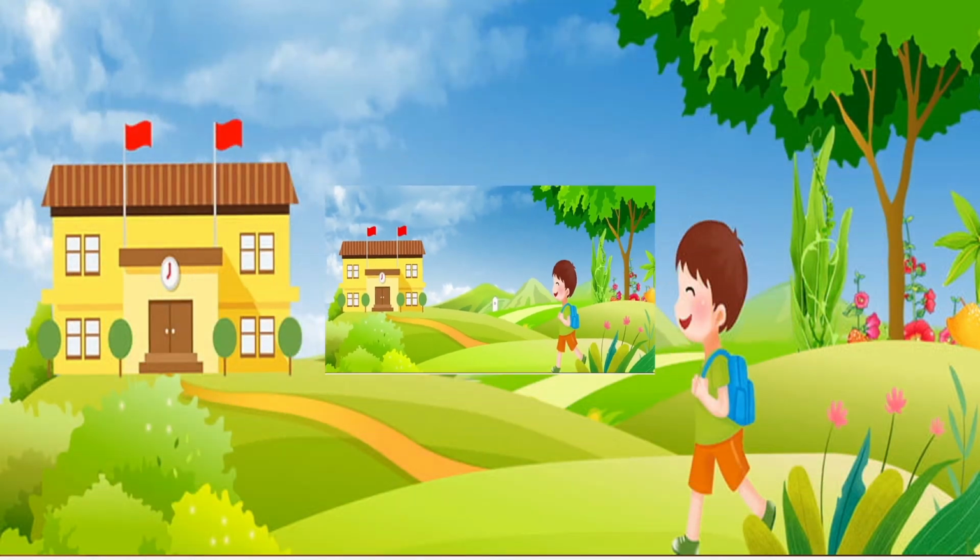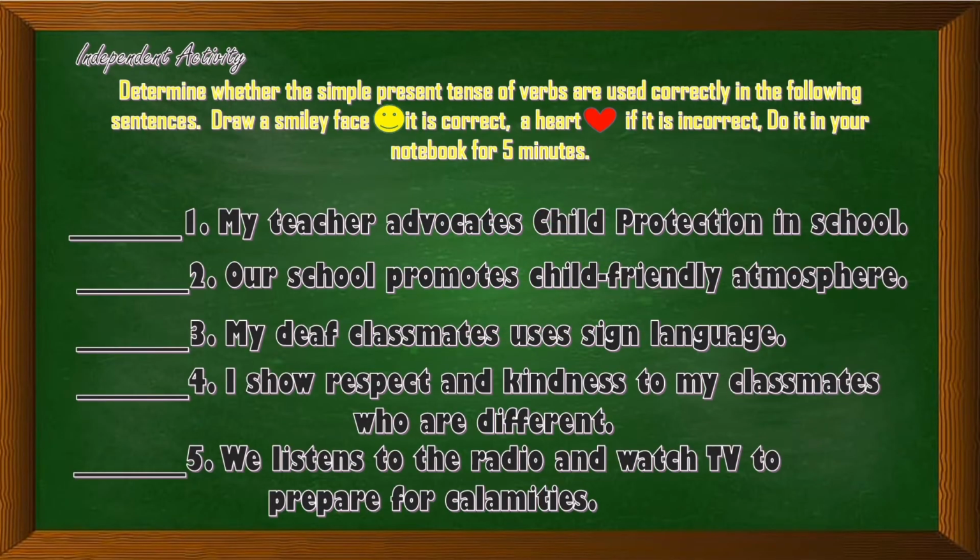Time is up. Let's see if you got it all correct. Let's check. My teacher advocates child protection in school. Correct. Number 2, our school promotes child-friendly atmosphere. It is correct. Number 3, my deaf classmates use a sign language. That sentence is incorrect. The correct sentence should be, my deaf classmates use sign language, not uses.